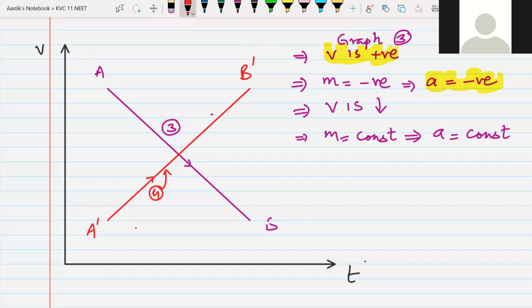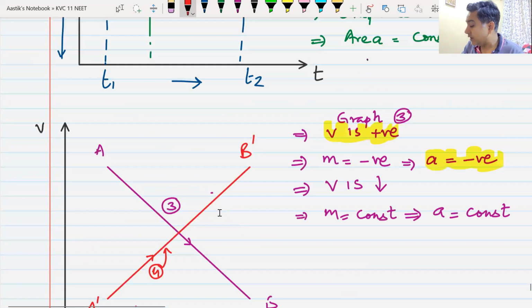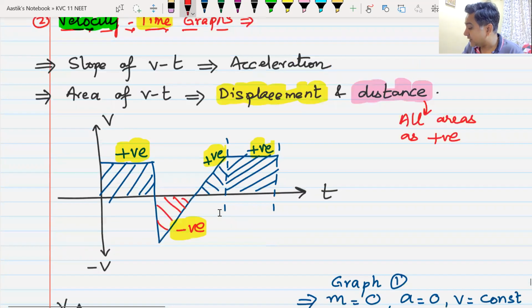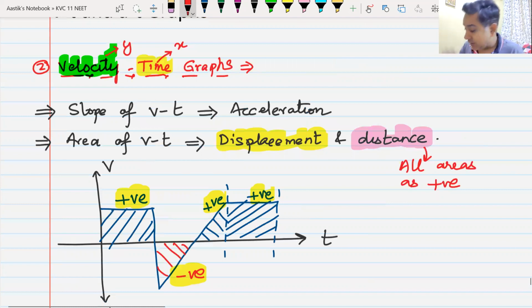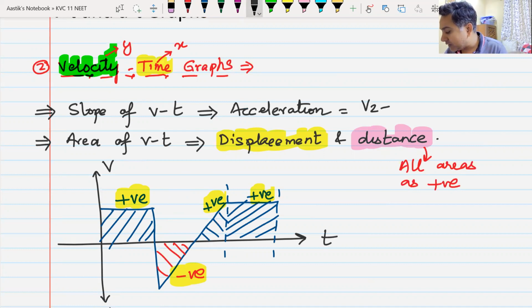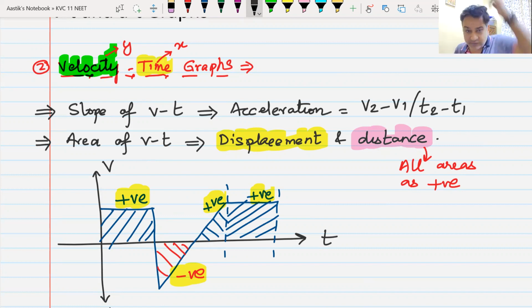Have you noted this down? Yes, sir. Okay. One thing I forgot to mention in the first graph: to find out acceleration, we have to find out the slope of this graph. And to find the slope, we do V2 minus V1 divided by T2 minus T1. Do we understand this? Please note this down. To find the slope of this graph, final velocity minus initial velocity divided by final time minus initial time. So I forgot to mention that. Please note it down.